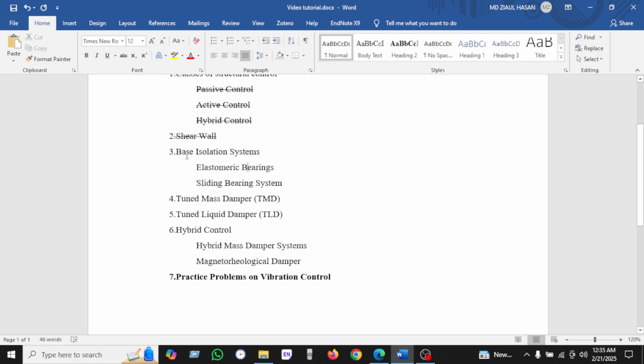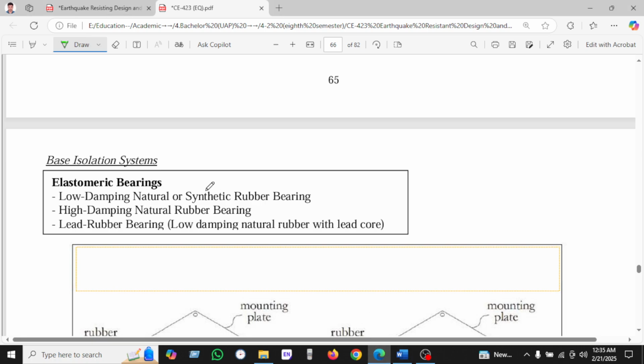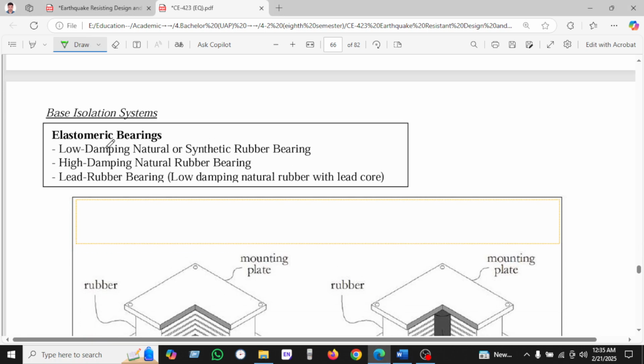Now we'll go to the base isolation system, which is the elastomeric bearing and sliding bearing system. We can note that we can use the elastomeric bearing in most of the bridges. The elastomeric bearing systems are the low damping natural rubber bearing, high damping natural rubber bearing, and lead rubber bearing.